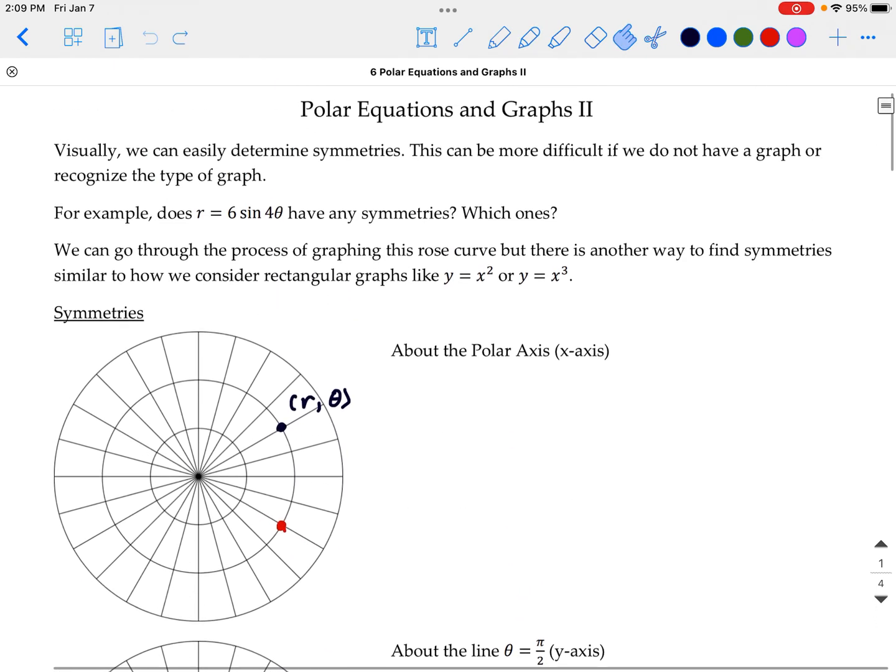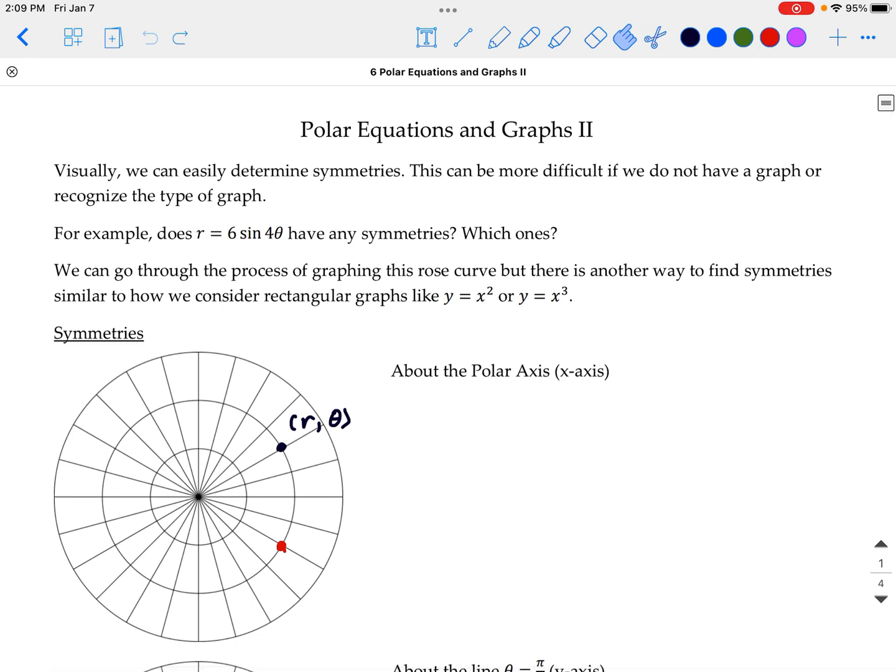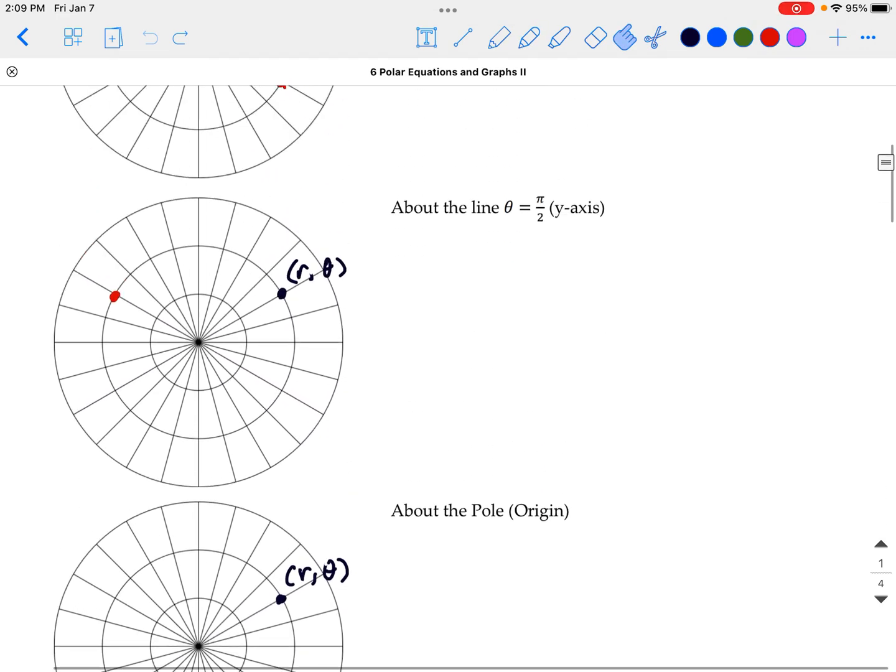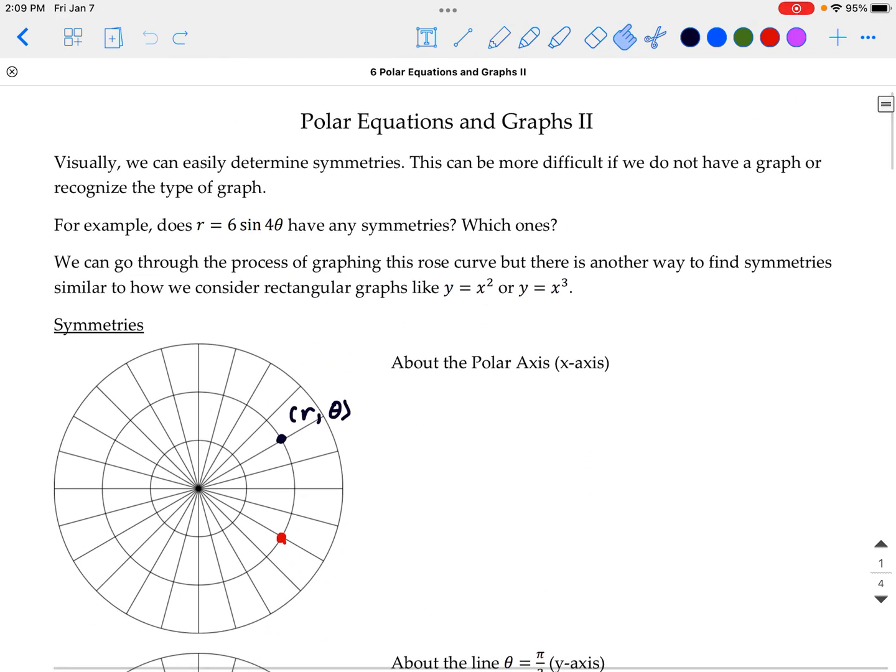And because these are equations, not functions, right? We don't think of them as functions, obviously, because we don't have this uniqueness of outputs and inputs. These are just equations, so we can have all three types of symmetries for our equations. So we'll start with the polar axis symmetry.